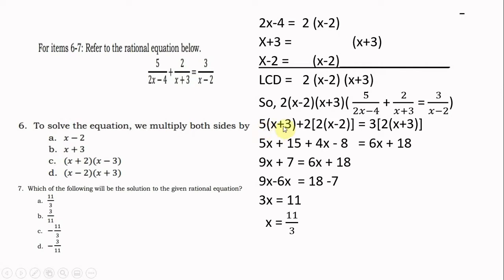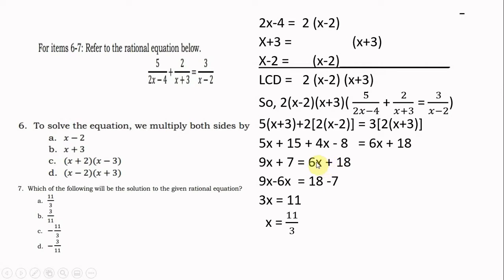5x, then 5 times 3, that's 15, and 2 times 2 is 4, times x is 4x. Next is 2 times 2, 4 times negative 2, that's negative 8, is equal to 3 times 2, 6 times x, that's 6x. Here, 3 times 2, 6 times 3 equals positive 18. So here, let's combine similar terms. That's 5x and 4x, that equals 9x. And 15 and negative 8, that's positive 7, is equal to 6x plus 18.